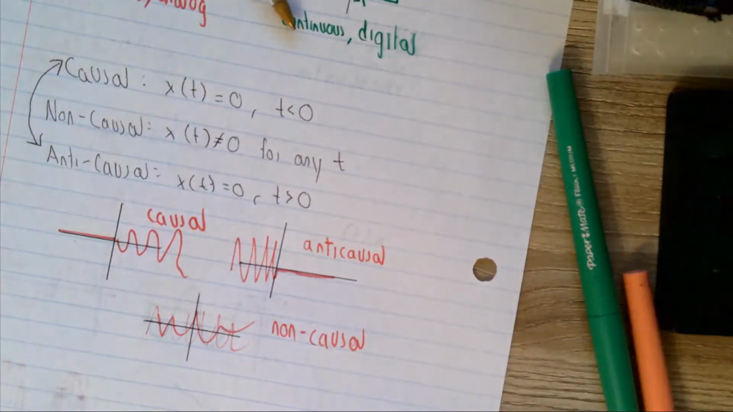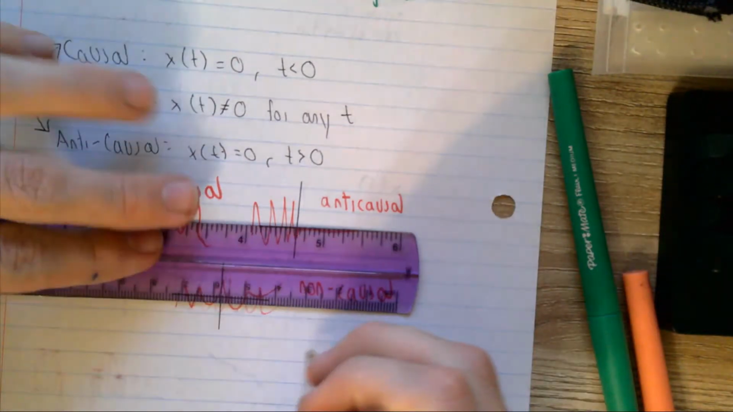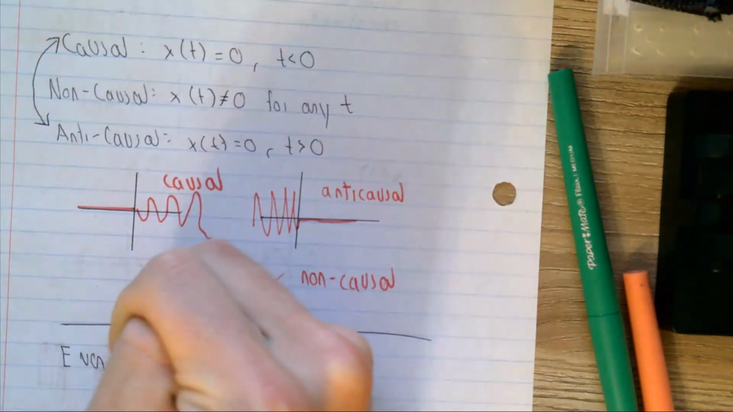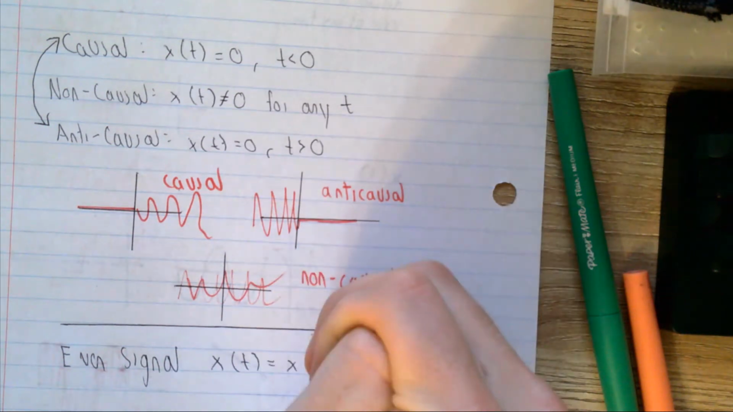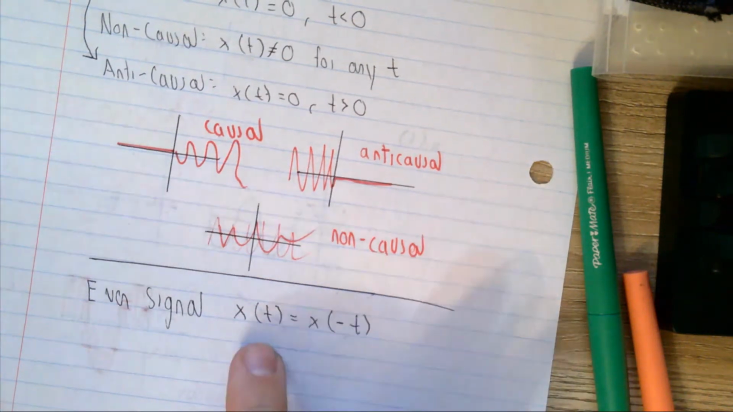Now that we covered that, let's get into what's an even and what's an odd signal, because this is a really common one you're going to see. And this pops up a lot. So even versus odd. An even signal here is your x of t is equal to x of negative t. That means if you plug in a negative value for t and it produces basically x of t again, then it is an even signal.